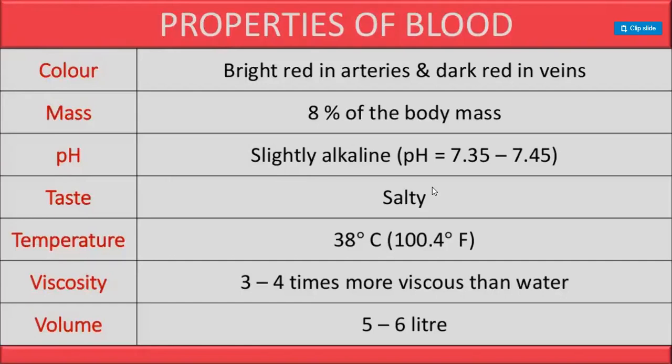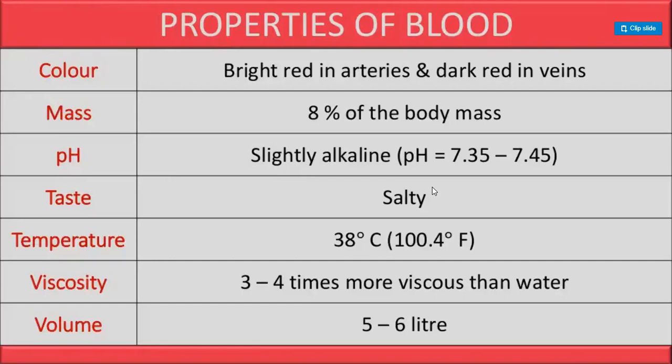Now, the viscosity of blood is 3 to 4 times more viscous than water. So blood is thicker than water, 3 to 4 times thicker. And the total circulating volume of blood in the human body is about 5.6 liters. Again, you need this volume of blood, 5.6 liters, circulating in your body for you to be healthy, to have normal function.